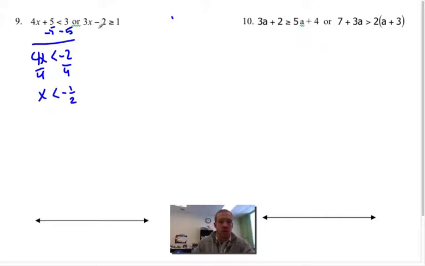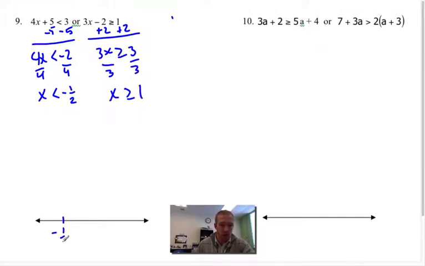And then this one I'm going to add 2. I get 3x is greater than or equal to 3. Divide both sides by 3, and I get x is greater than or equal to 1. So from a negative 1/2 and a 1.